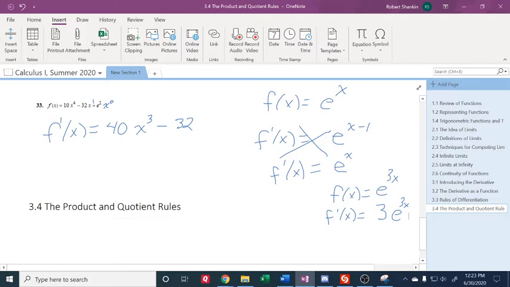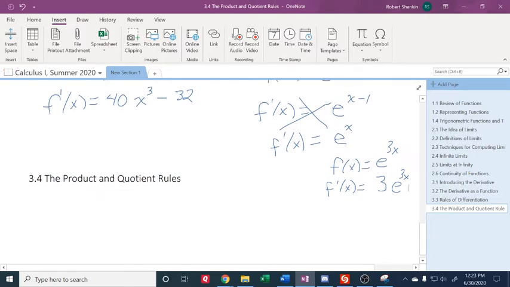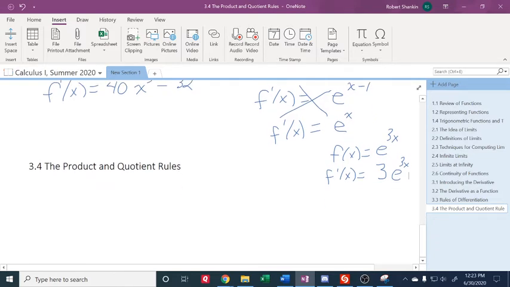All right, so let's go to the product and quotient rules. We'll just get started here before we take a break.